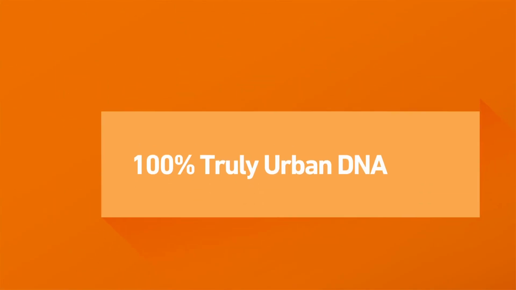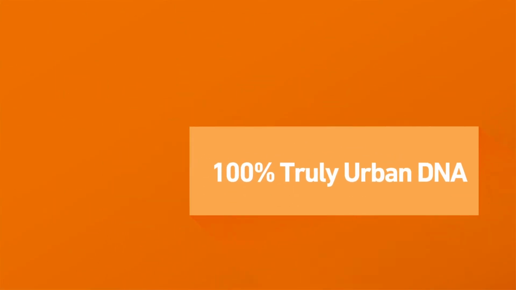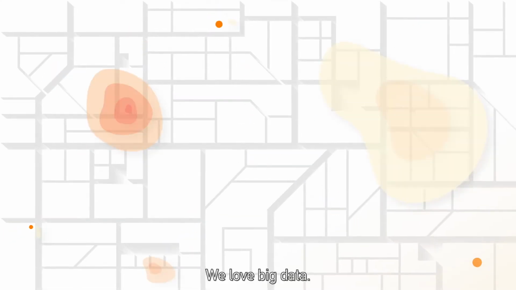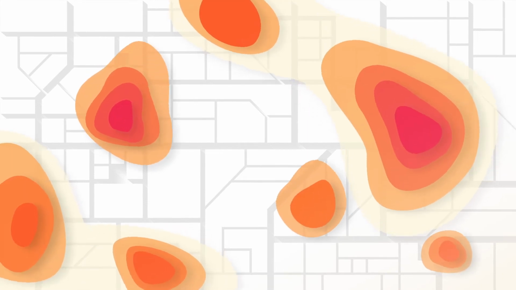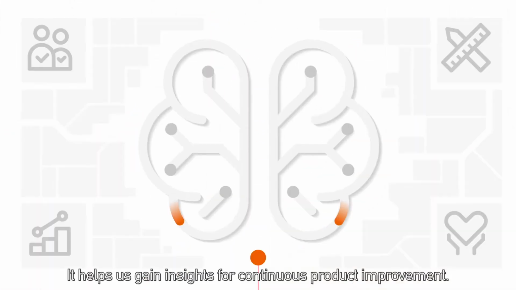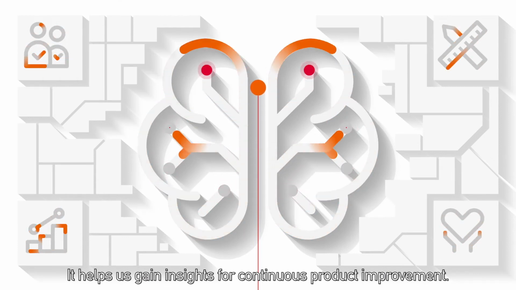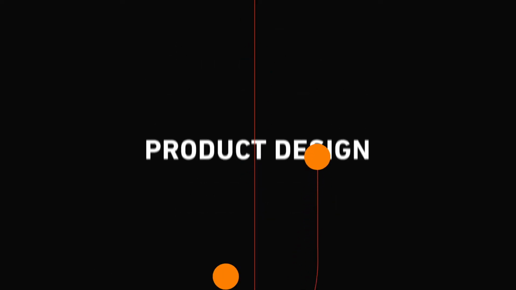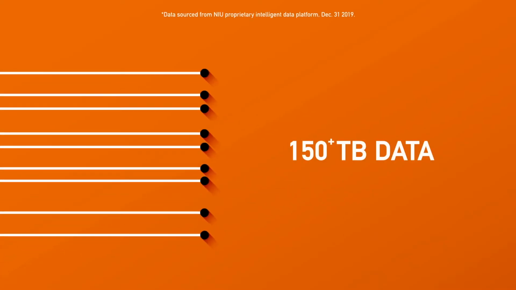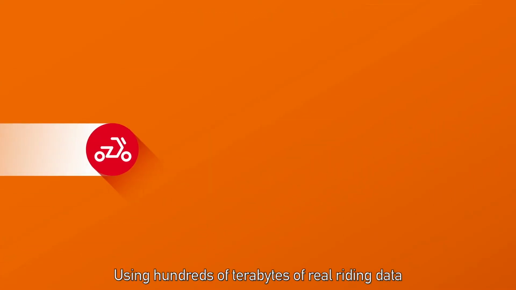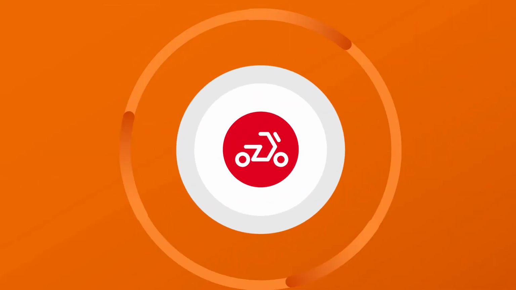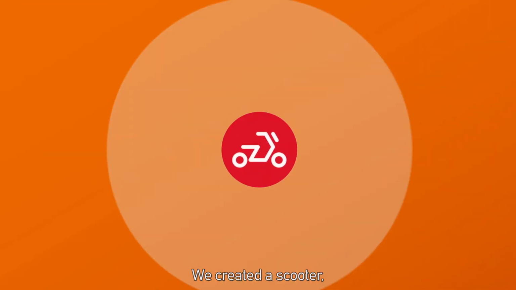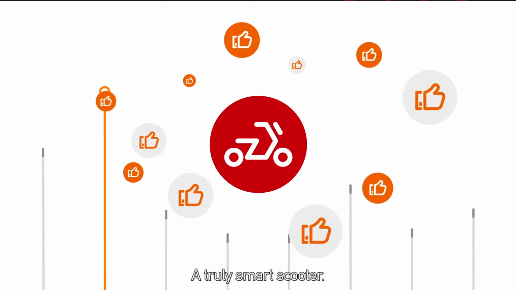New big data, 100% truly urban DNA. We love big data. It helps us gain insights for continuous product improvement. Using hundreds of terabytes of real riding data, we created a scooter. A truly smart scooter.